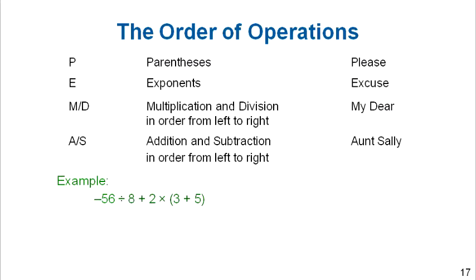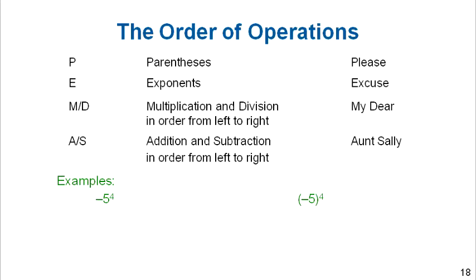This problem does have parentheses, and so we should start by adding 3 plus 5. Next, since there are no exponents, we can move on to multiplication and division. Since the negative 56 divided by 8 comes first as I read the problem from left to right, I will simplify that next. And now I can finish the multiplication and division step by noting that 2 times 8 is equal to 16. And finally, since negative 7 plus 16 is equal to 9, I can say that the final answer to this question is 9.